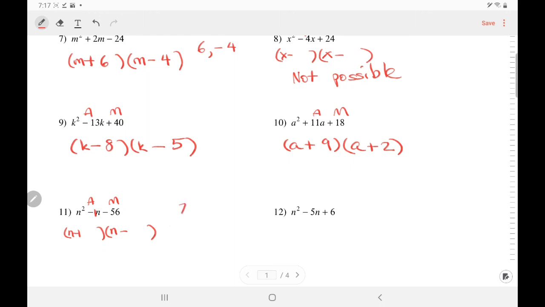I know that 7 and 8 would multiply to be 56. But to get negative 56, one of them has to be negative. I need to add up to a negative 1. So the 8 has to be negative. Negative 8 plus positive 7, that would be negative 1. Last one. N times n is n squared. Add to negative 5, multiply to be 6. Again, double negative would multiply to be positive 6. I need to add to negative 5. So negative 3 and negative 2 would do the job.